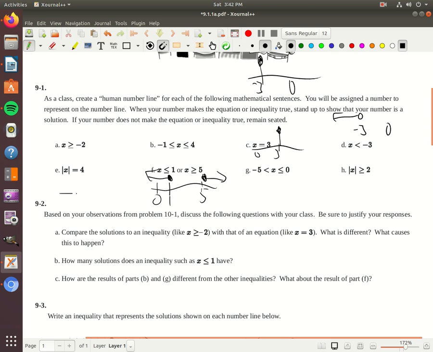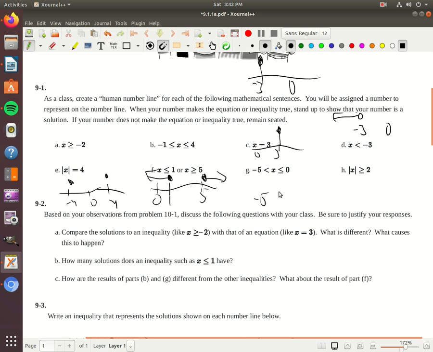Again, here, negative 4 and 4, right? We're going to put those, it has 2 answers here. Not in between, right? Negative 3, the absolute value of negative 3 is 3. That doesn't equal 4, so we're not going to put that here.